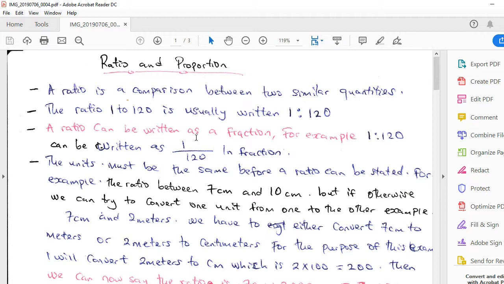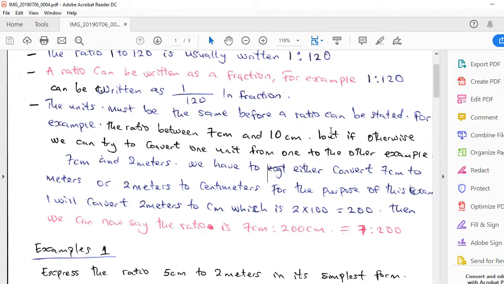Ratios can be written as fractions. In this example, 1 ratio 120 can be written as 1 over 120. Now, the fourth principle is that before you state the ratio of two given numbers, you must make sure that the basic units are the same.